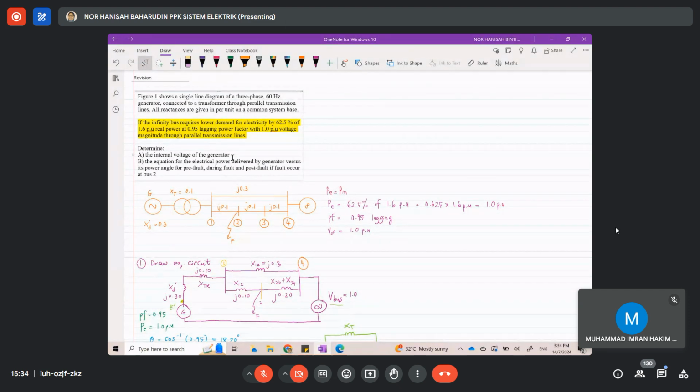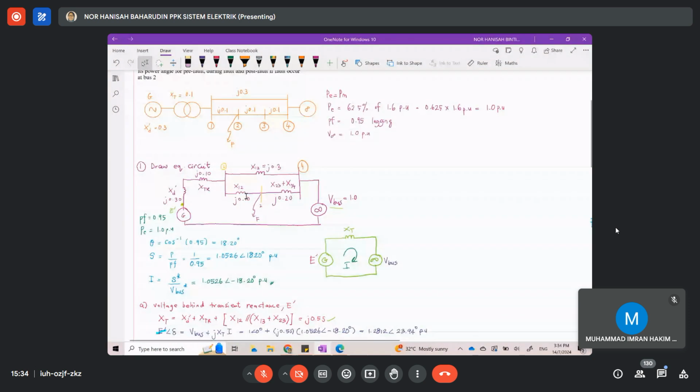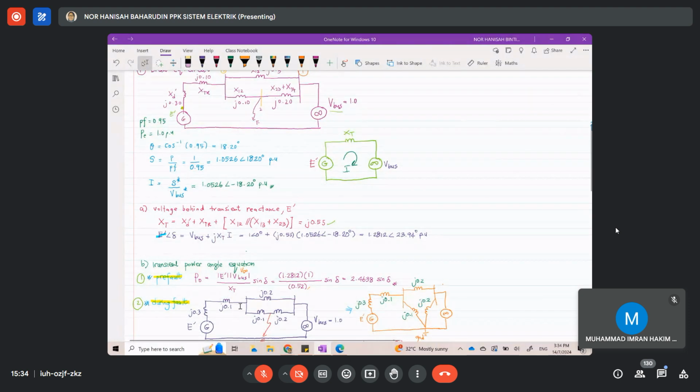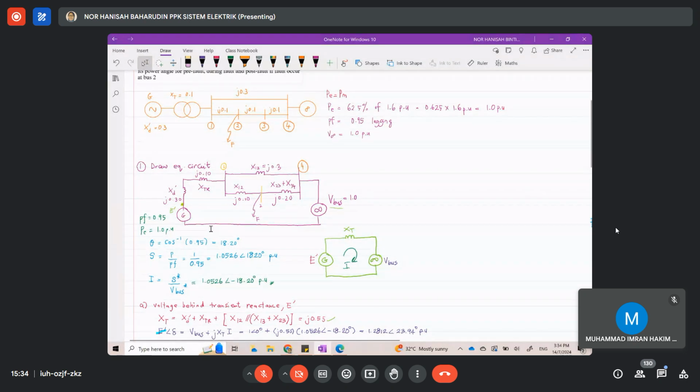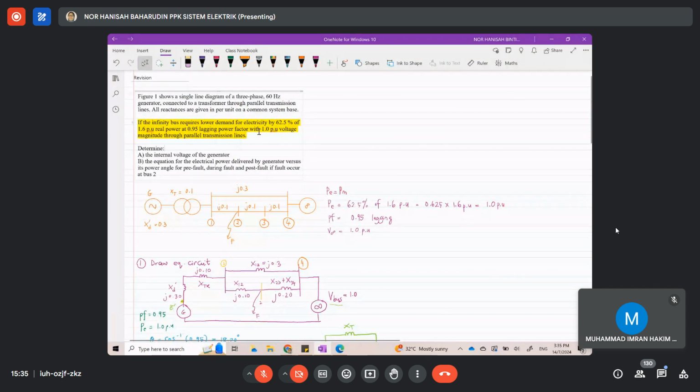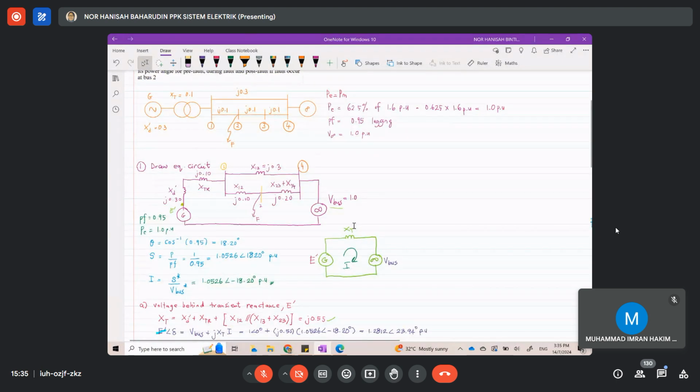You know that you have to calculate the generator internal voltage even though it is not given in the question, because finally you are going to use E prime in your formula for the power angle equation. At this point, you know how to calculate E prime. You can calculate XT, and from the question the infinity bus is given, which is 1 per unit. So the voltage drop across the transfer reactance plus the voltage at the infinity bus gives you the generator internal voltage, E prime.